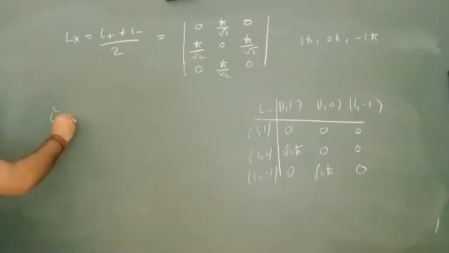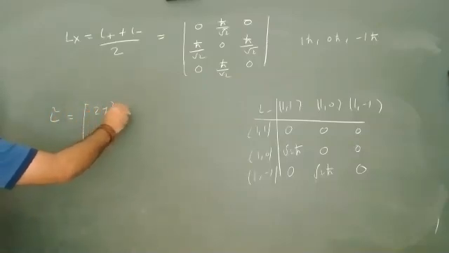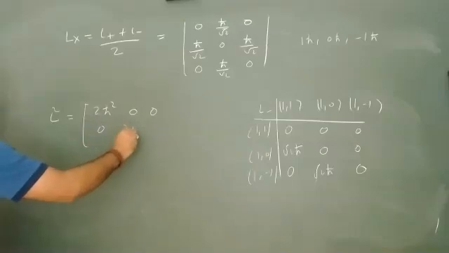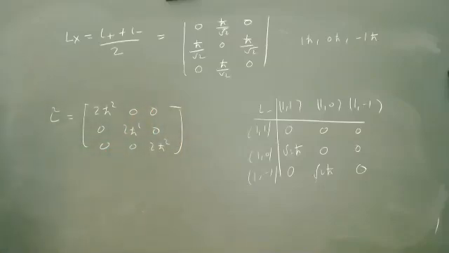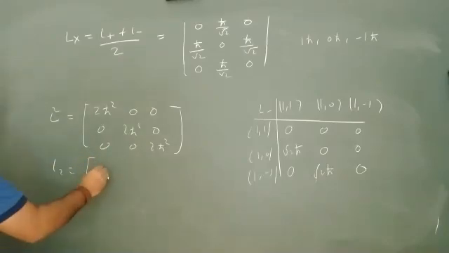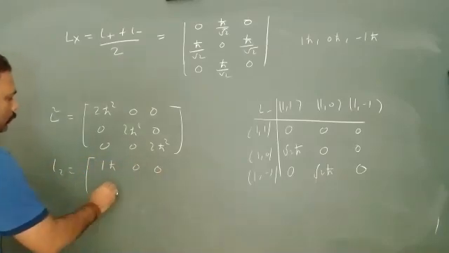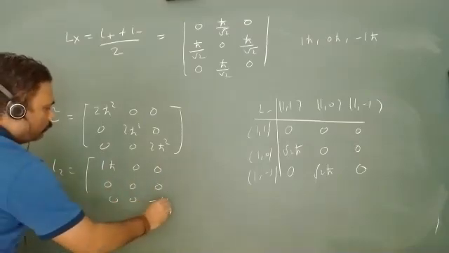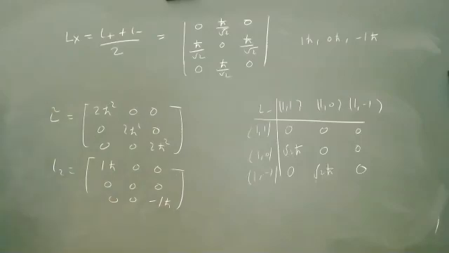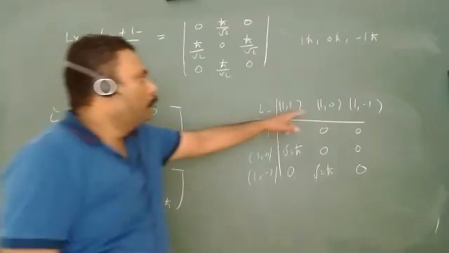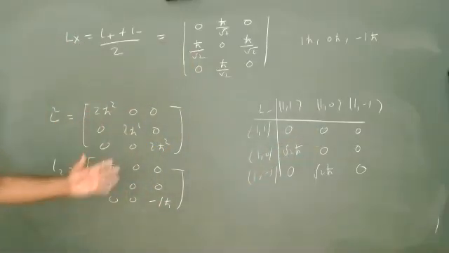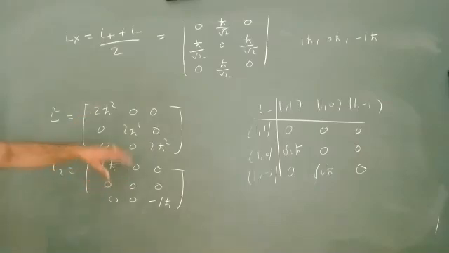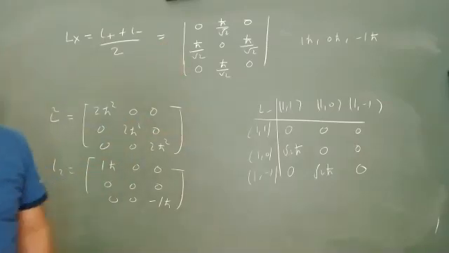Why didn't you take Lx? What is L square? Look at L square. This L square is 2h cut square, 0, 0, 0, 2h cut square, 0, 0, 0, 2h cut square. And what is your Lz? Lz is equal to 1h cut, 0, 0, 0, 0, 0, 0, 0, minus 1h cut. Look at the basis |1,1>, |1,0>, |1,-1>. Fortunately, these two are diagonalized in the same basis, but Lx is not diagonalized.